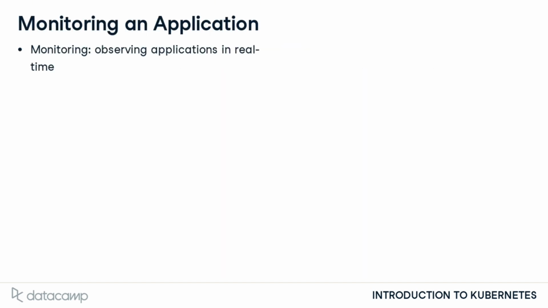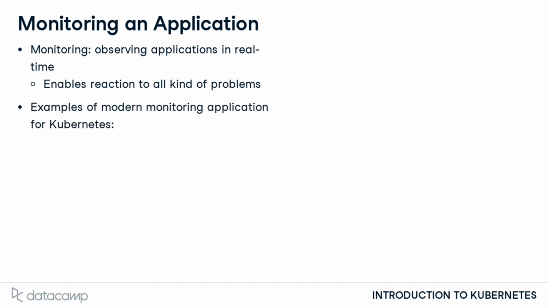Monitoring is a crucial real-time process for observing applications. Monitoring enables us to react to all kinds of problems and challenges like outages, load spikes, or storage that may be exhausted. There are many modern monitoring applications for Kubernetes. Examples include Prometheus and Grafana, but several other open source and proprietary solutions exist.